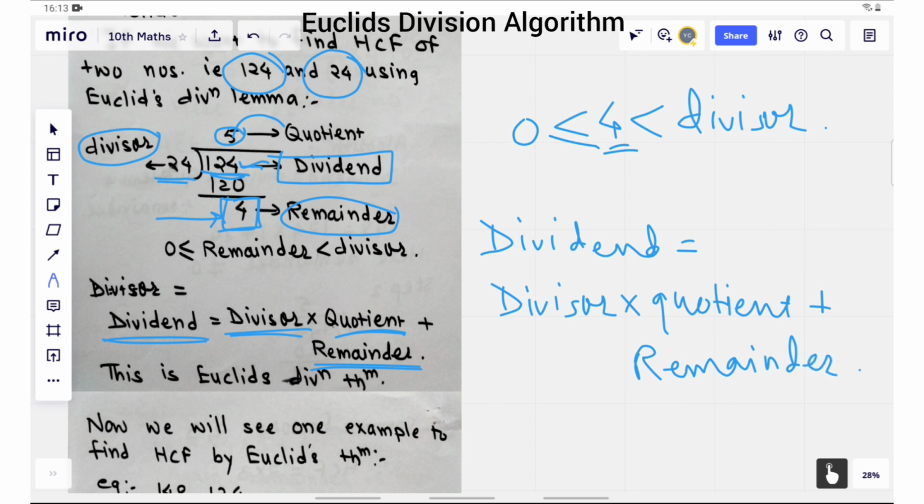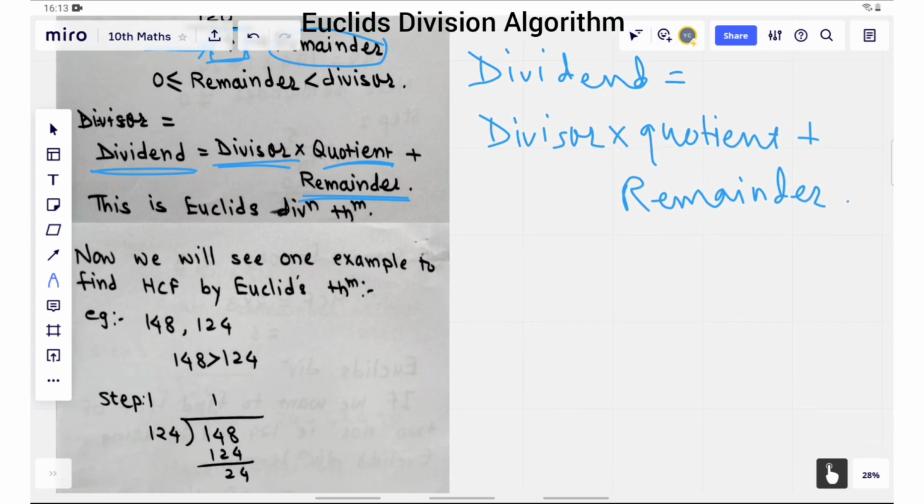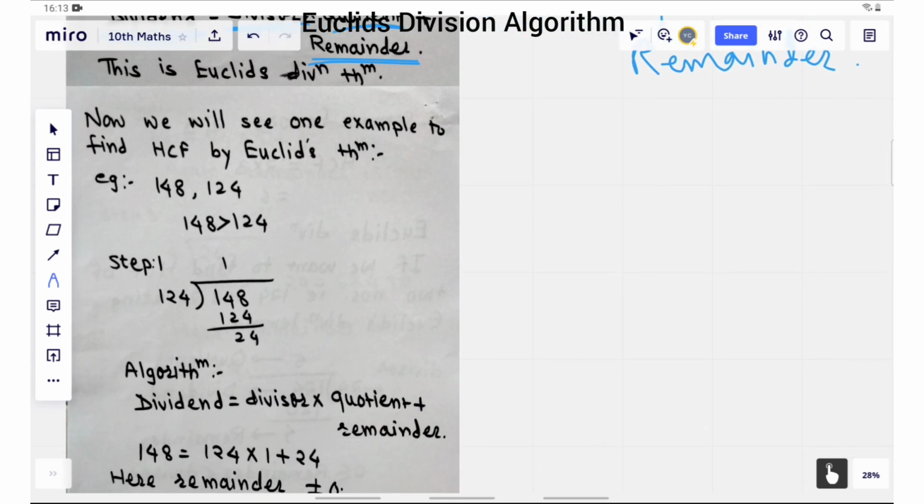So this is the Euclid's division theorem, और यही हम अब यूज़ करने वाले हैं to find HCF of any two numbers. So how to find out the HCF? For that I have taken one example and we have to find the HCF of these two numbers, that is 148 and 124. What is the first step?